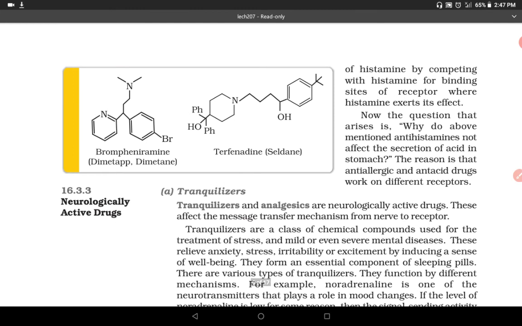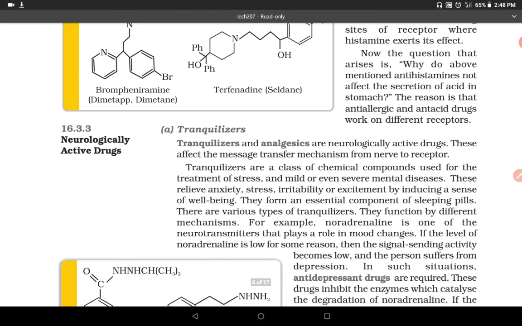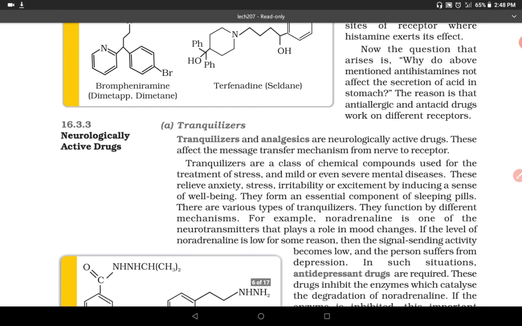Now the question that arises is, why do the above-mentioned antihistamines not affect the secretion of acid in the stomach? The reason is that anti-allergic and anti-acid drugs work on different receptors. We already learned about this. Different receptors work on different chemical messengers.